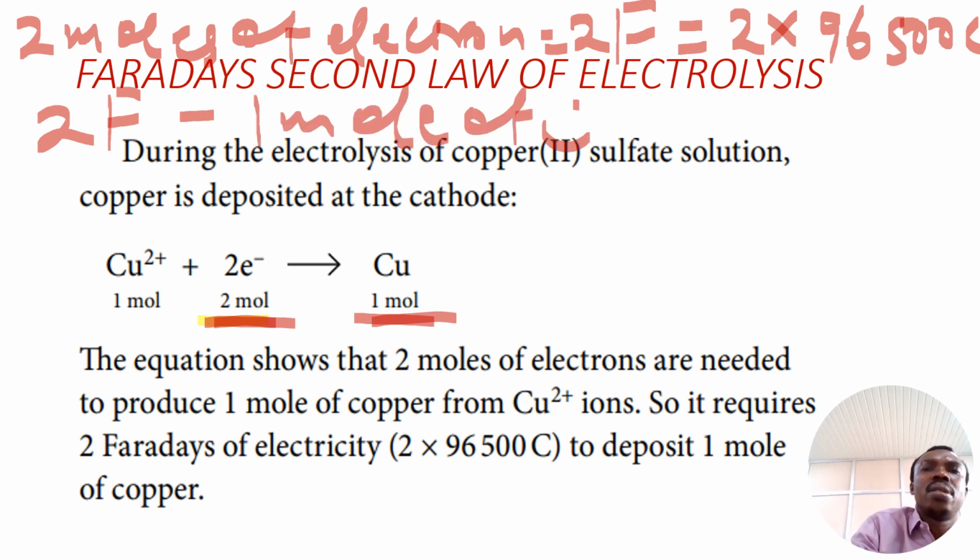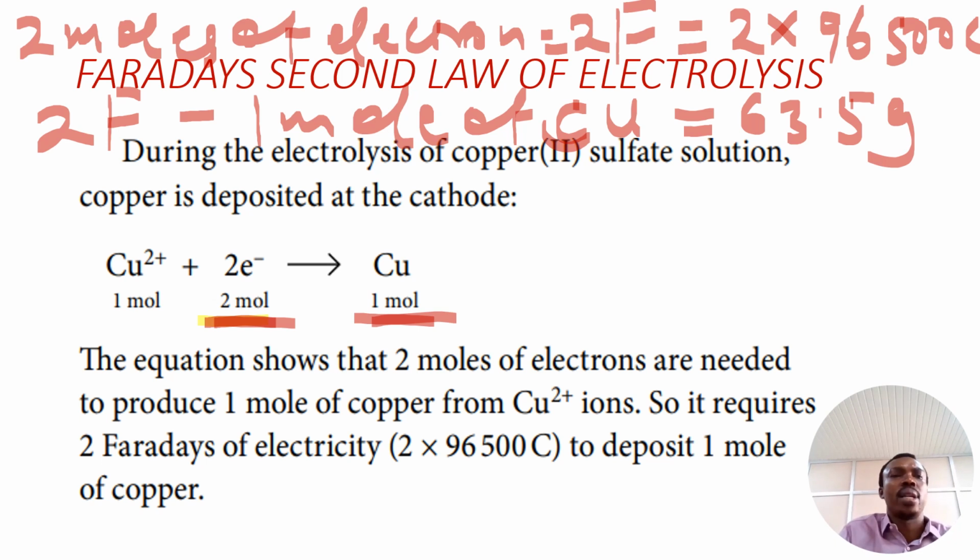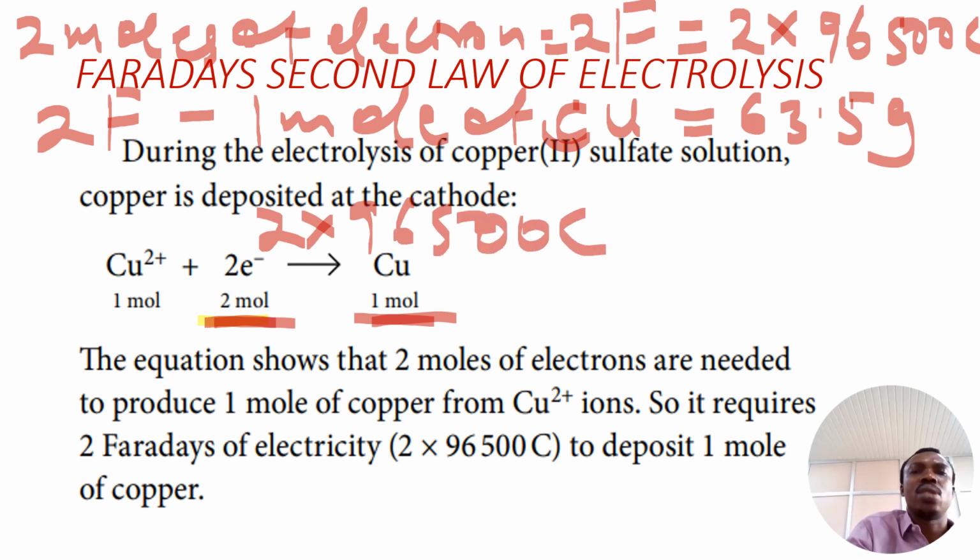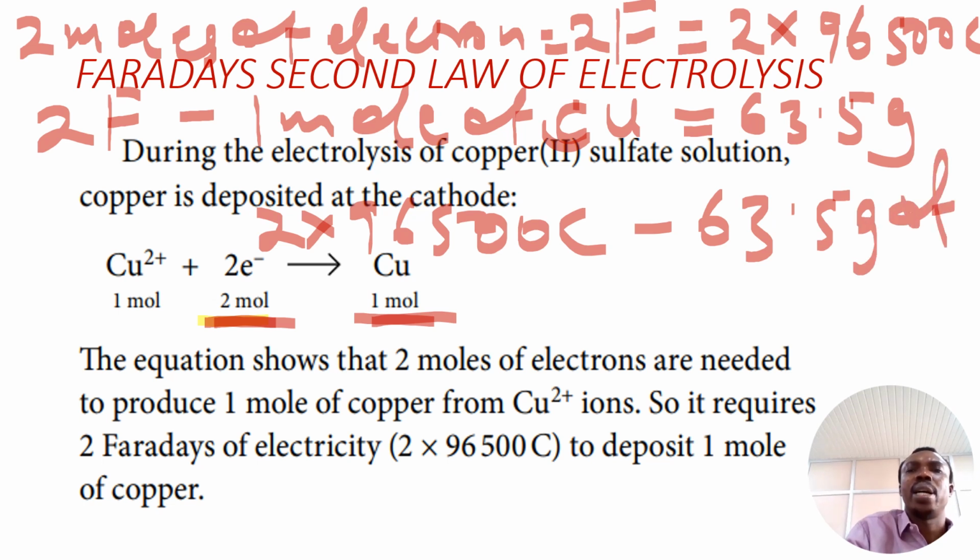That means 2 Faradays will deposit 1 mole of copper, which is equal to 63.5 grams of copper, the relative atomic mass of copper. So 2 Faradays, which is 2 times 96,500 coulomb, is required to deposit 63.5 grams of copper, which is equivalent to 1 mole of copper. So with this, we can calculate the mass of copper deposited, or the number of moles of copper deposited at the electrode. So it's as simple as A, B, C.